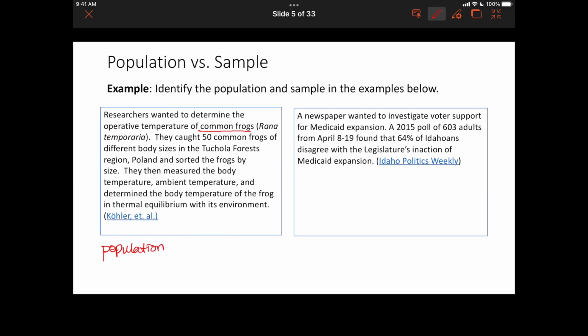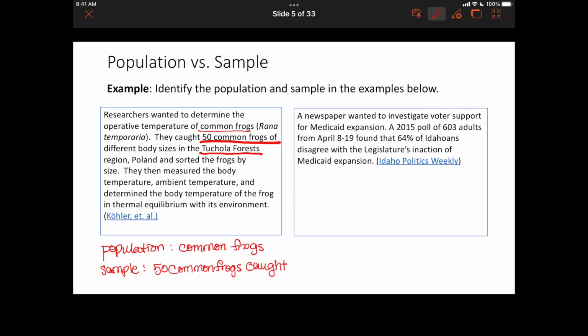Now the sample is the set of objects or individuals from which we actually collect data. In this case, they caught 50 common frogs in the Tuchola forests. So my sample is the 50 common frogs that were caught.